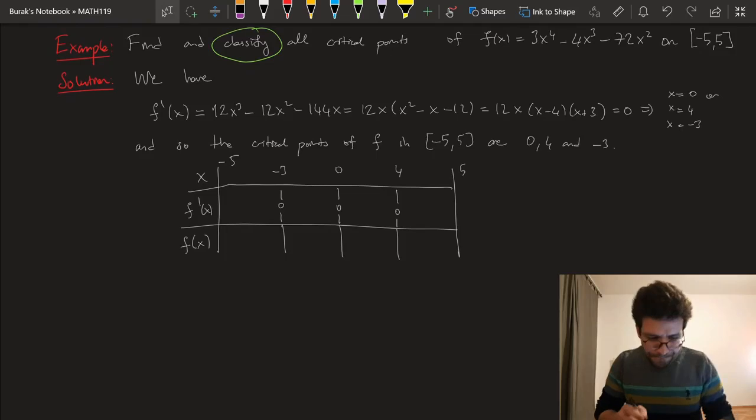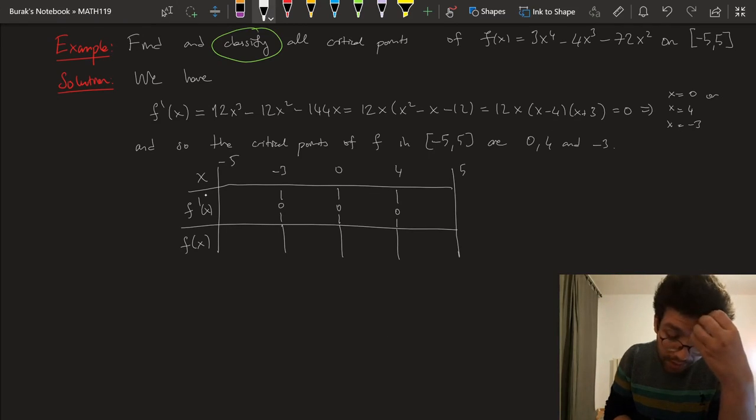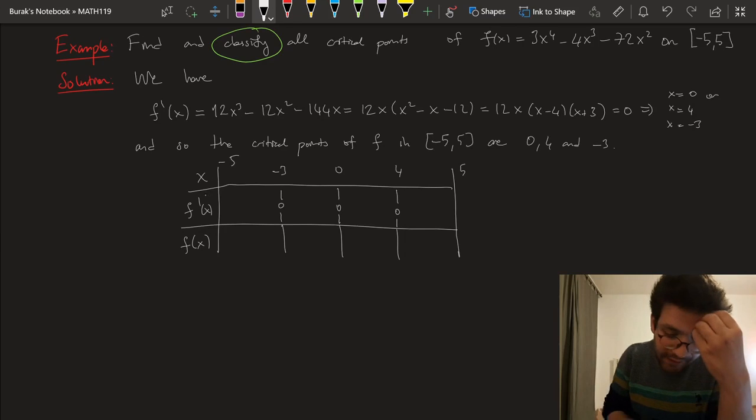So in this interval, -5 to -3, if you look at the sign of the derivative, let's see. In this interval, this term will be negative. Okay, this term will be negative, this term will be negative, and this term will be negative. Negative times negative times negative, this will be negative. On this interval, -3 to 0, this term will now be positive.